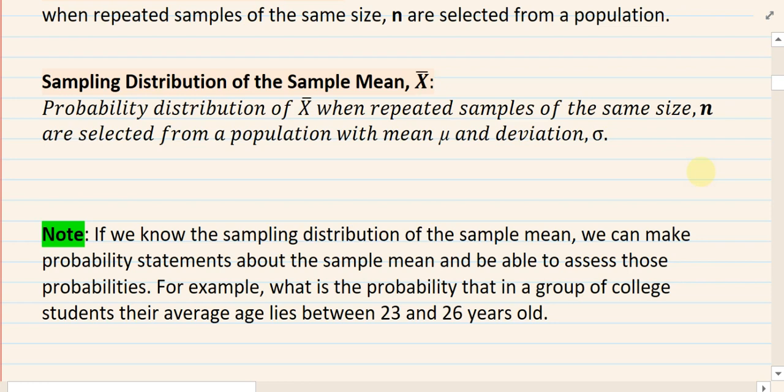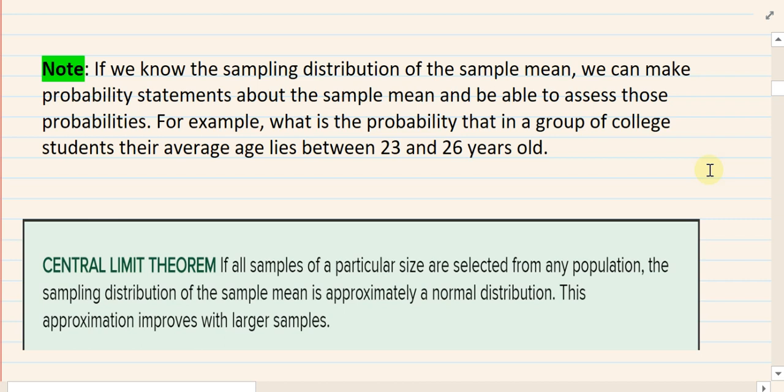Notice we are not making a statement about a single student. I'm not asking the probability that I randomly select one student and he or she is 25 years old or between 23 and 26. We're talking about a group of students, not a single student. And that's what we're going to be looking at later.